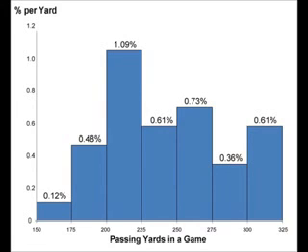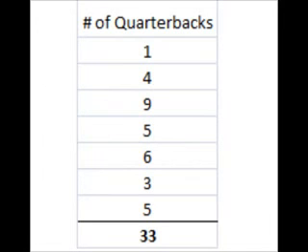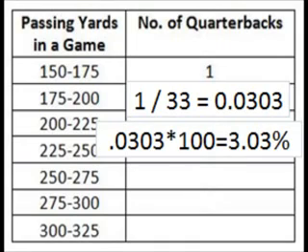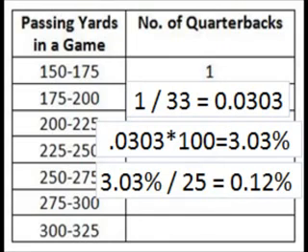Bar heights. All of these were figured using the 3-step process we went over earlier in this tutorial. We started by adding up all the quarterbacks in the categories and finding the total to be 33. We next took each category's quarterback frequency and divided it by the total. So 1 divided by 33 is 0.0303, and so on. Next, we turned these into percentages using multiplication. Finally, we divided these percentages by the width of the category intervals, or the base length as we called them previously. So 3.03% divided by 25 is 0.12%, and so on.